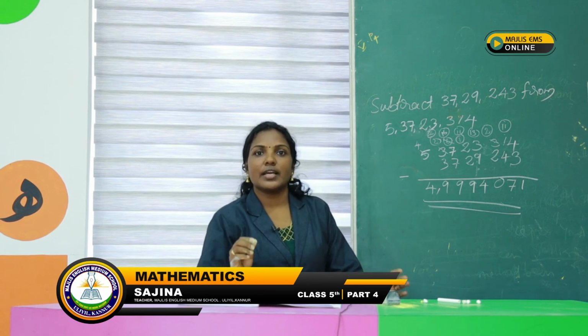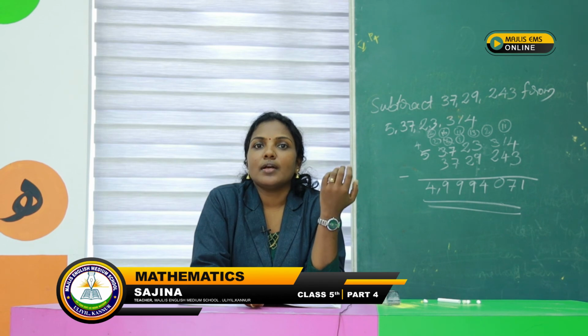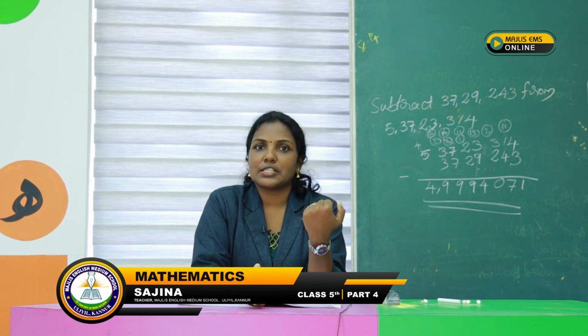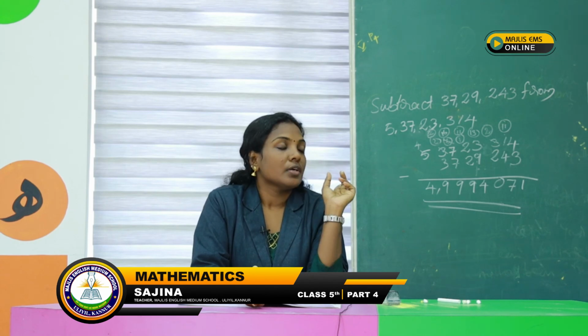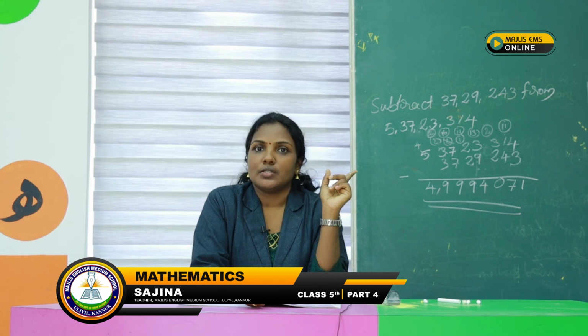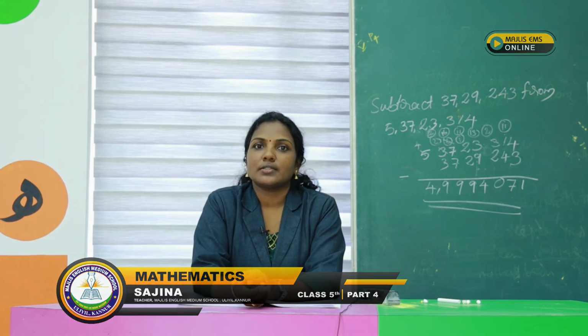94,071. Okay. Today in this video we discussed addition and subtraction of large numbers. For adding large numbers, we arrange the numbers according to the place value system. Then we add or subtract. Okay.